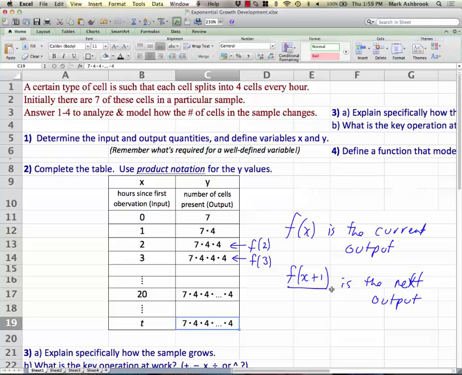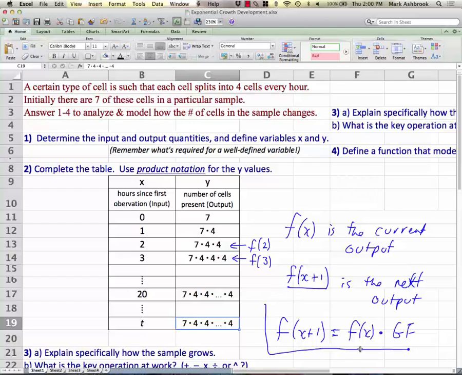We add 1. So what Michael was saying is that you get the next output by multiplying the previous output times the growth factor. So yes, this is a recursive idea. You could express it recursively: the next output is the current output times the growth factor. That defines that function. Is that what you were thinking, Michael? It answered the question, not quite what I was thinking. I was thinking more about the f of x scenario.